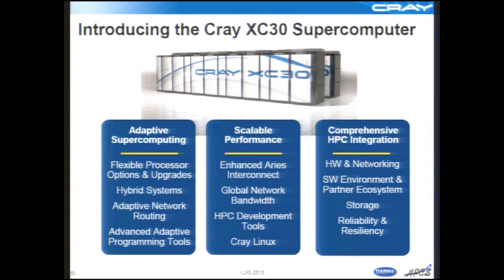We call it Aries. It's a Dragonfly network. It's all electrical connections within the chassis and between two adjacent cabinets, and then there are optical connections linking up groups of two cabinets.